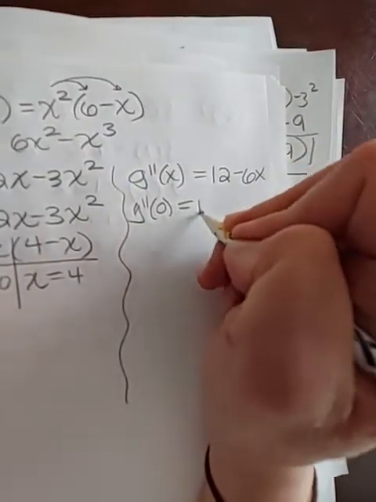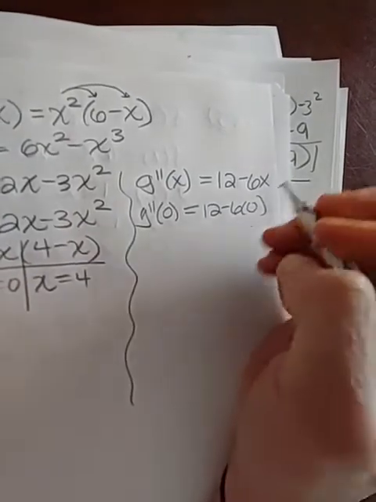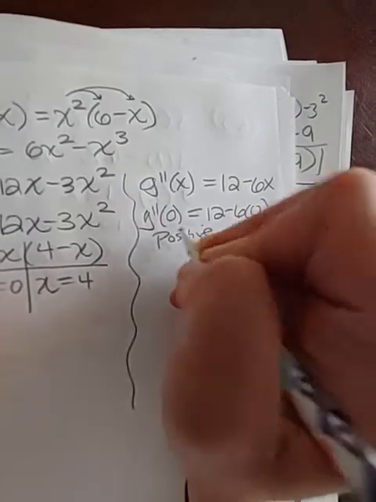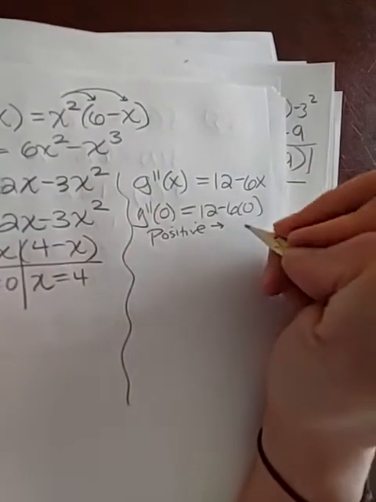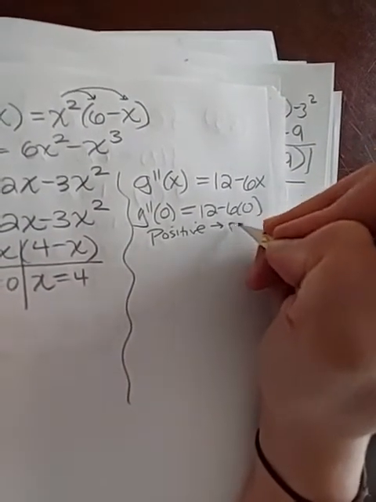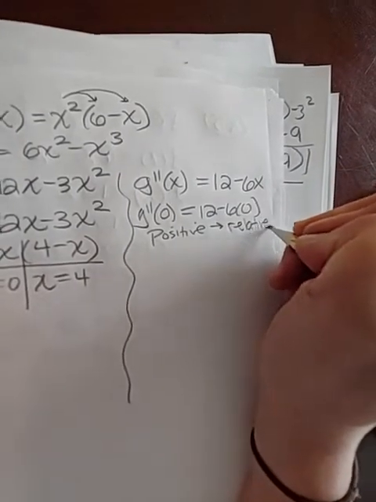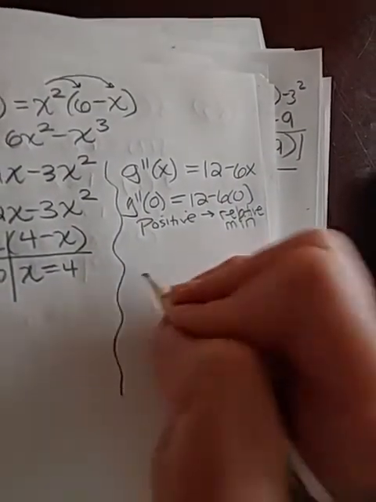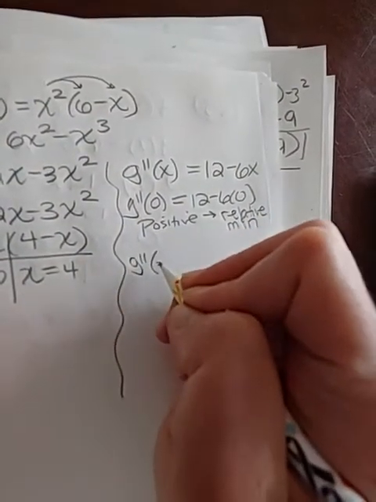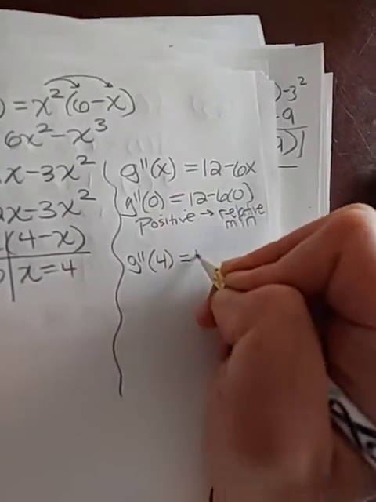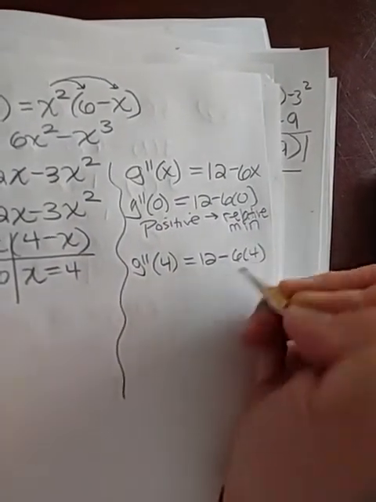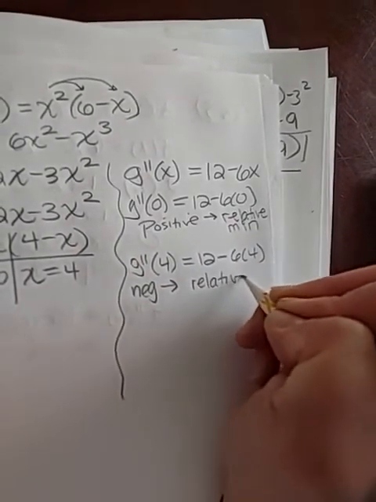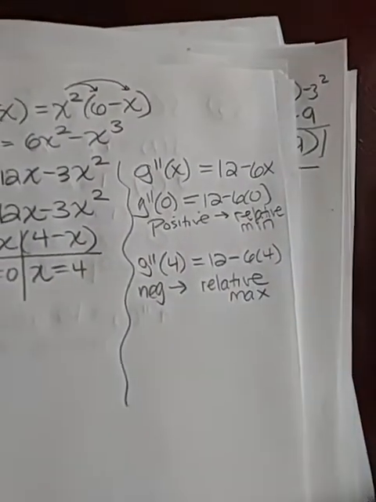I'm going to plug in 0 first. When I plug in 0, I get a negative number. I'm sorry, a positive number. I get positive 12. Because I get a positive answer, that means, it sounds weird, but you have a relative minimum. All right, now I'm going to plug in 4. When I plug in 4, I get a negative answer. Because I get a negative answer, I have a relative maximum.